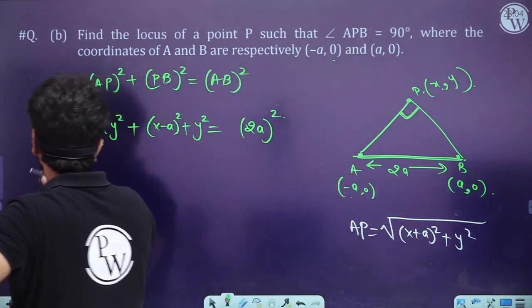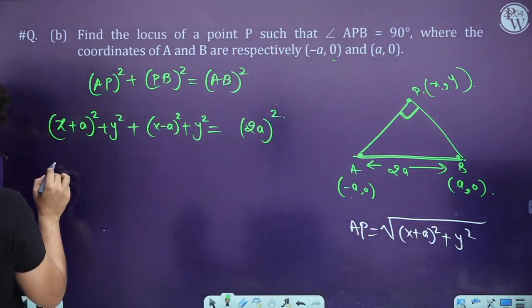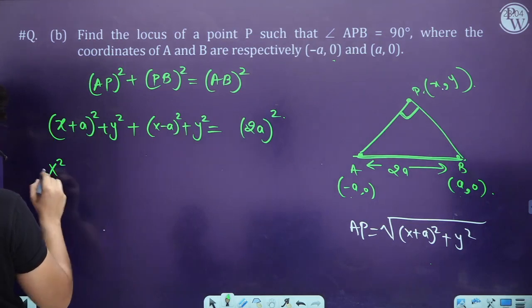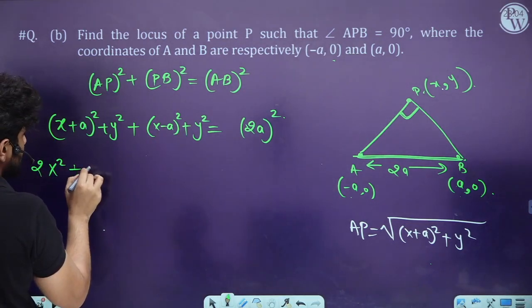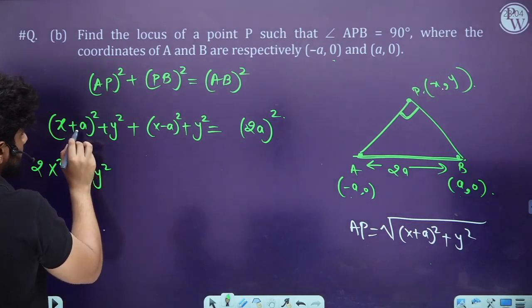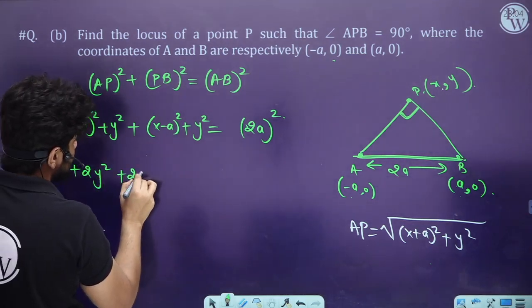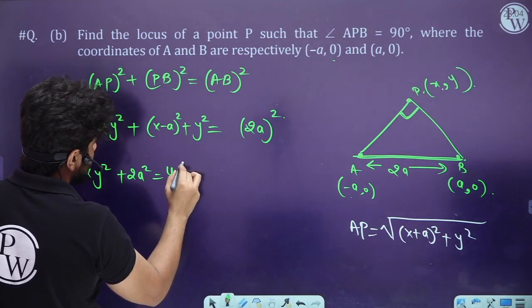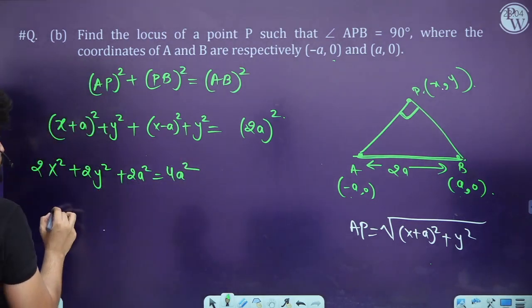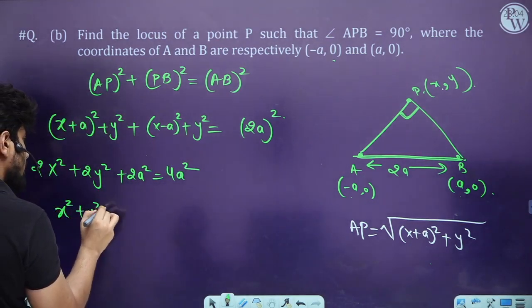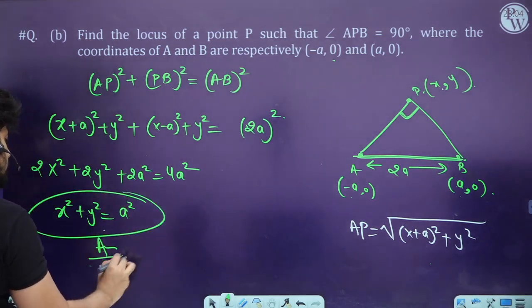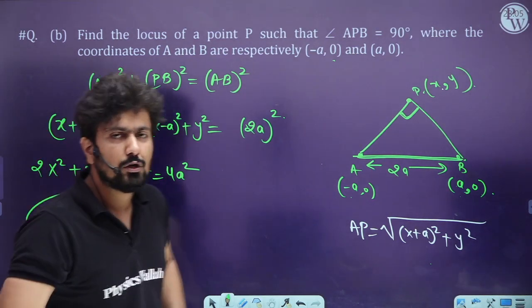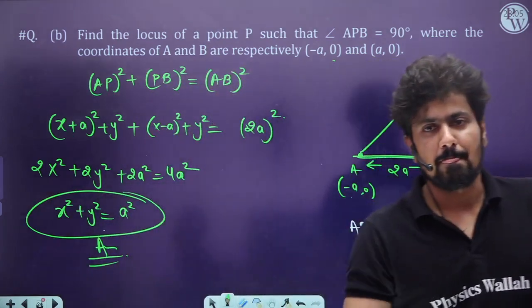This is our answer for this question, which you can further simplify. x square, and here also we are getting x square, which is 2x square, and then we are getting 2y square, then a square plus a square, which is 2a square, is equal to, in the right hand side, we are getting 4a square. Just cancel out 2, so x square plus y square is equal to a square. That's our answer. This is the locus of point P.